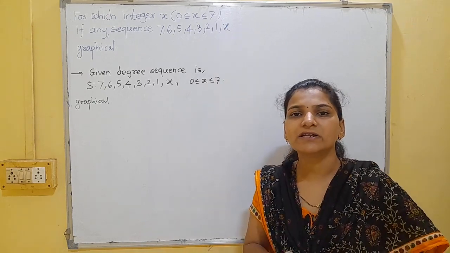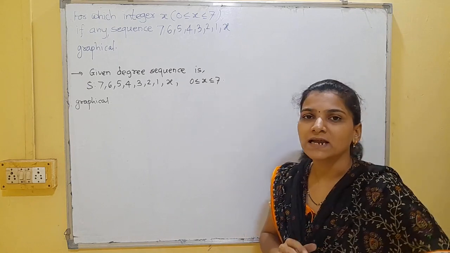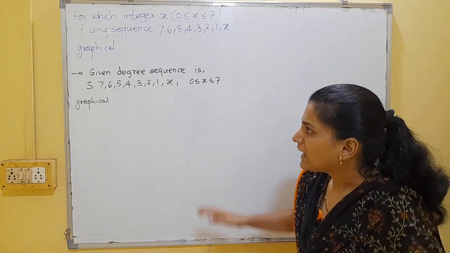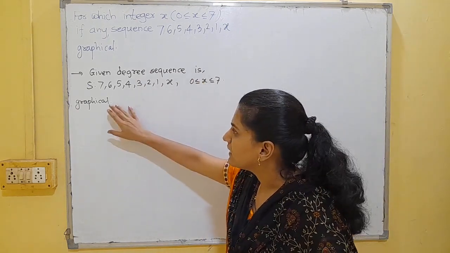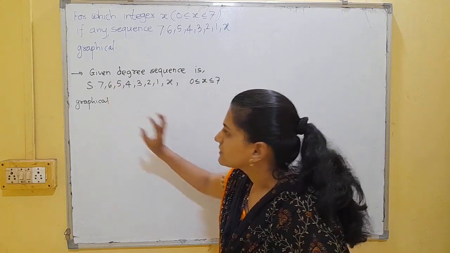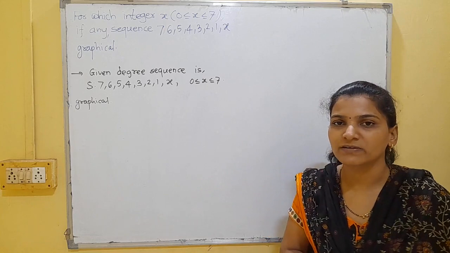Along with this they have given a condition on x, that is 0 ≤ x ≤ 7. That means x varies between 0 and 7. I have written here the given data: the given degree sequence is graphical and the condition on x is 0 ≤ x ≤ 7.